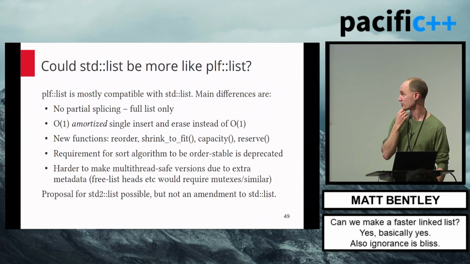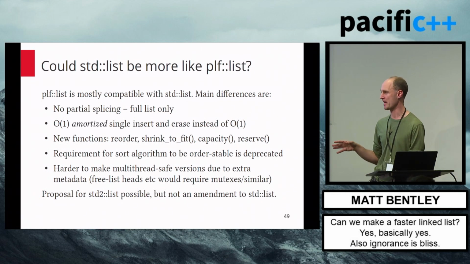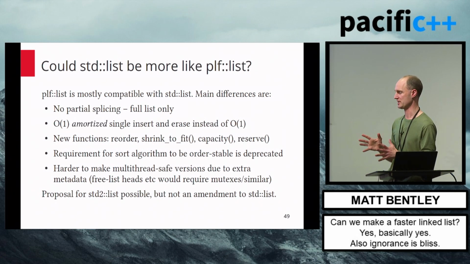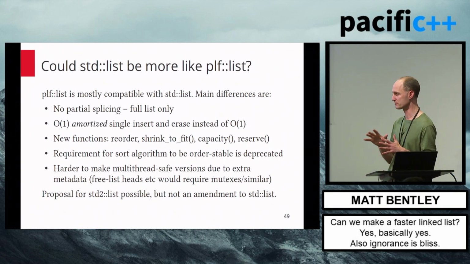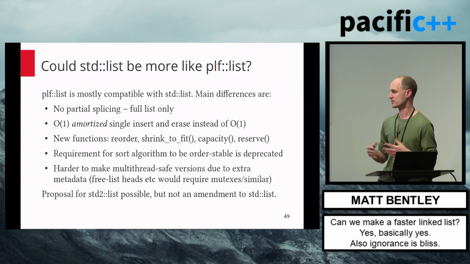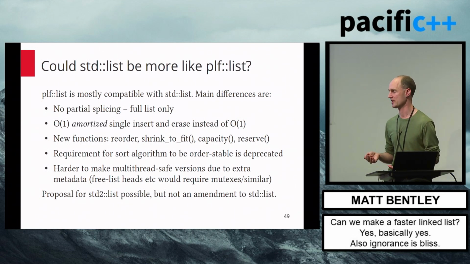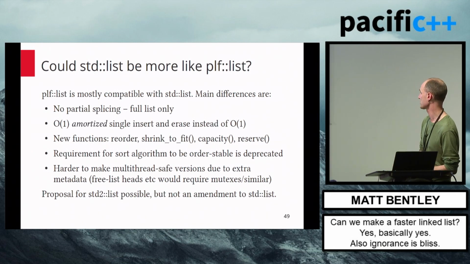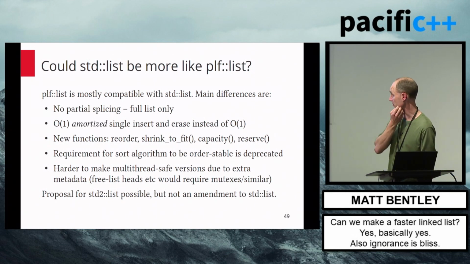Singular erasure and insertion times are O(1) amortized instead of O(1). It doesn't actually matter because they're still a lot faster, but for some people, time complexity is something that matters to them. To me, it doesn't. It seems very theoretical and not terribly relevant on modern hardware. But anyway, there are some new functions. The standard sort of stuff that we get with any container that has memory chunks or one memory chunk. So shrink_to_fit, capacity, reserve, and there's also a secondary function I've included in there which is called reorder.